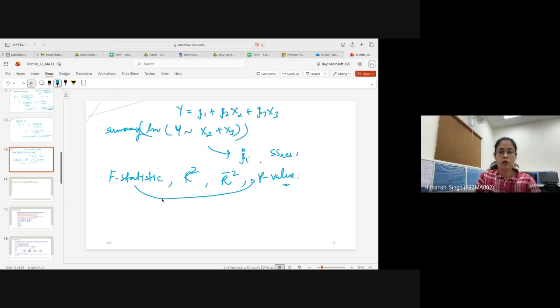And also, for the ANOVA table, if you want to find out the sum of squares due to x1, x2, x3, the SSres, and also the sum of squares for the total, the degrees of freedom, and all those things, then this command anova, applied to the same lm y tilde x1 plus x2 plus x3, will give you that. I hope this is clear. If there is any doubt, then you may ask.